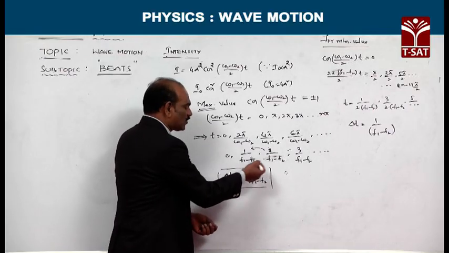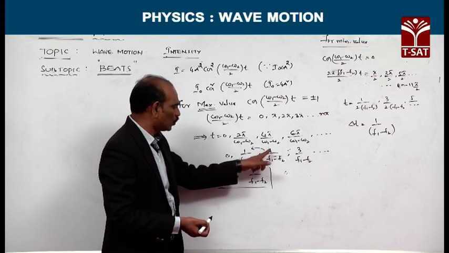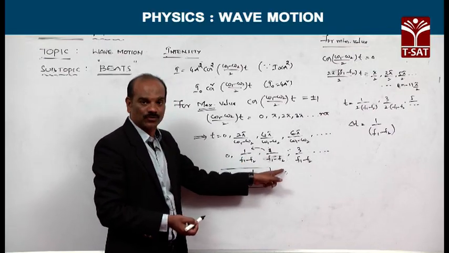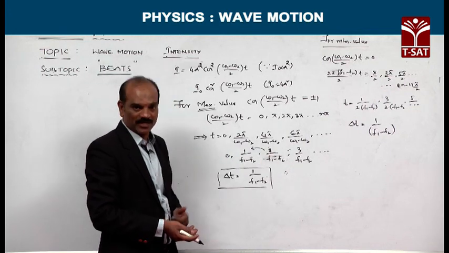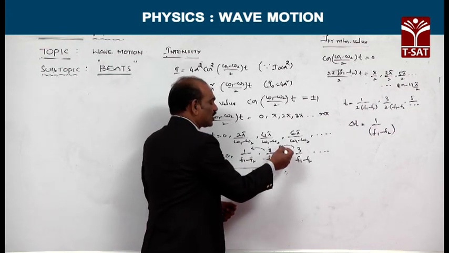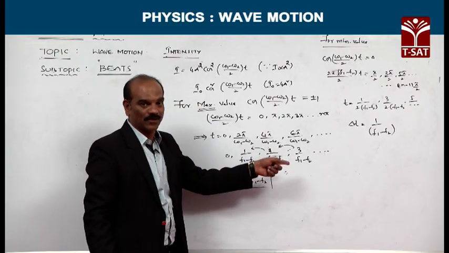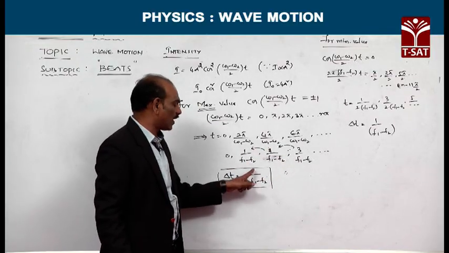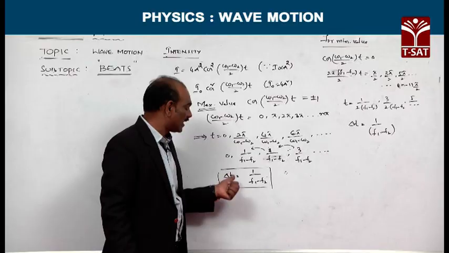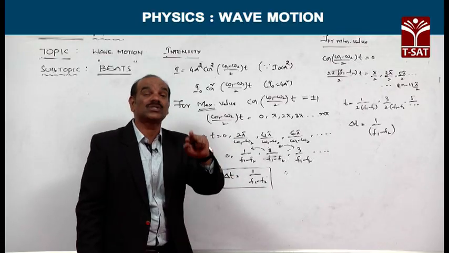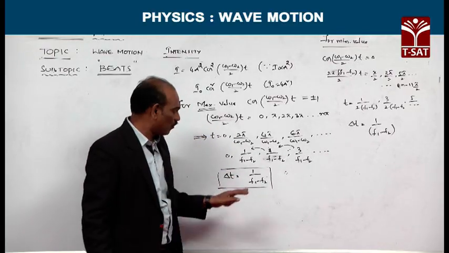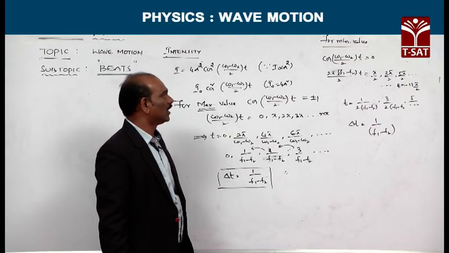If you subtract this from this one, what happens? 2 minus 1 by (f1 − f2), which is equivalent to 1 by (f1 − f2). If you subtract these two, 3 minus 2 by (f1 − f2), then also you will be getting 1 by (f1 − f2). Therefore, the time interval between two successive maxima is 1 by (f1 − f2).